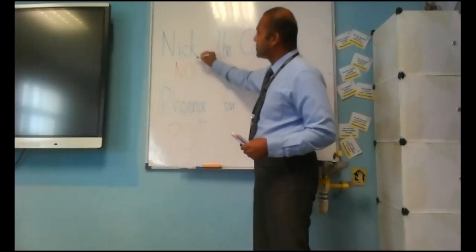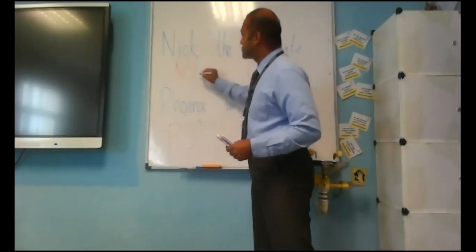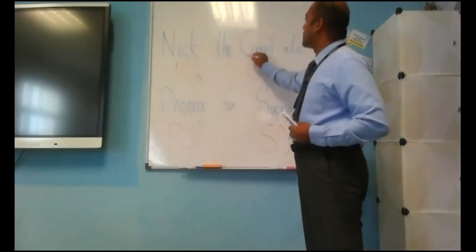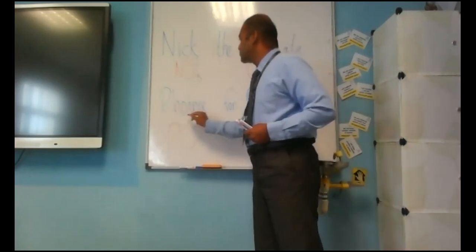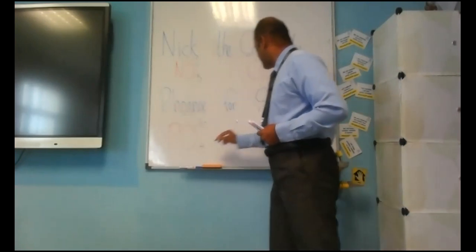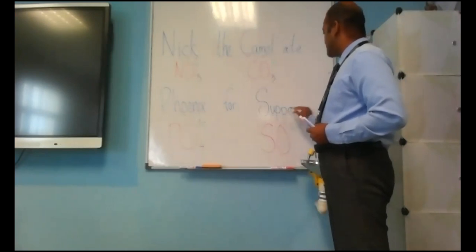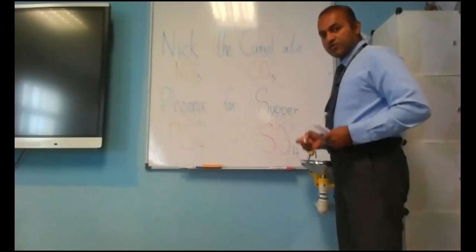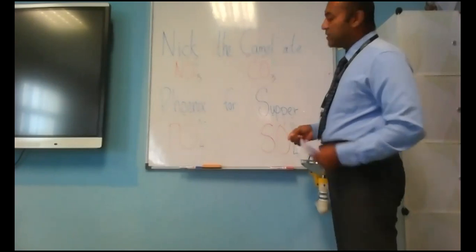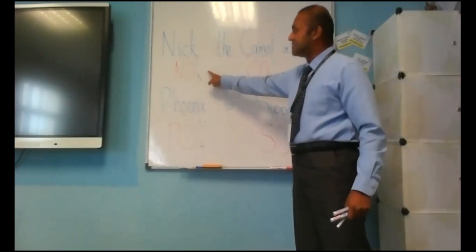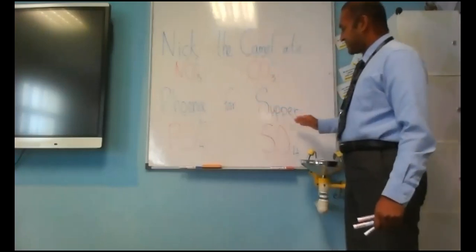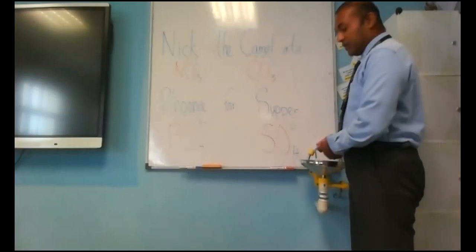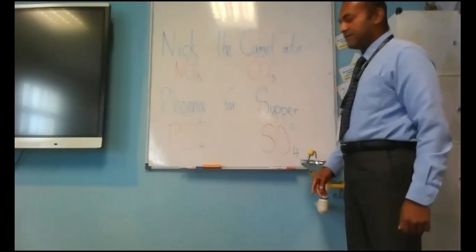Now for the next one, you find how many consonants there are. You can see 1, 2, and 3, so this is 3. 1, 2, and 3, so 3. 1, 2, 3, and 4, so 4. 1, 2, 3, 4, so 4. So you can see how I come up with all these polyions and the charges: nitrate, carbonate, phosphate, and sulfate. These 4 come from the story of Nick the camel ate phonics for supper.